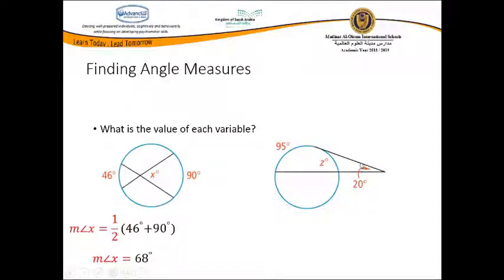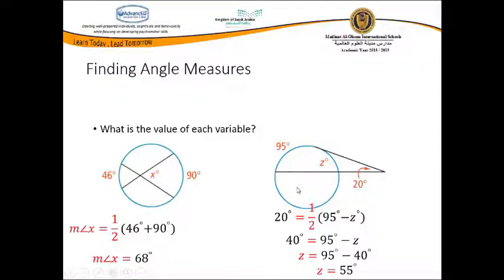Then the measure of angle 20, this one, equals half the difference, as we said, half the difference of the two intercepted arcs, 95 and arc Z here. Then by multiplying both sides by 2, then 40 equals 95 minus Z. By solving this equation, we will get that Z, the measure of this arc, equals 95 minus 40, then Z equals 55.